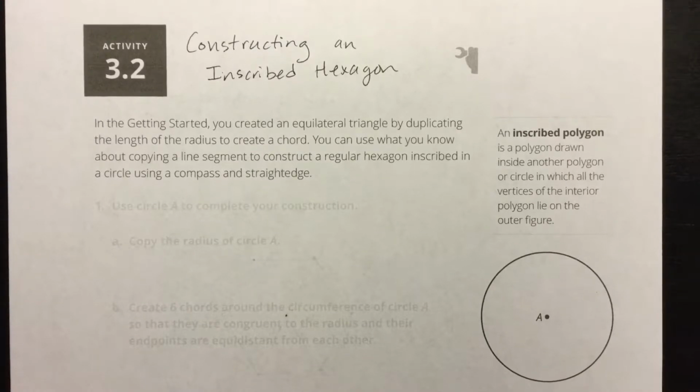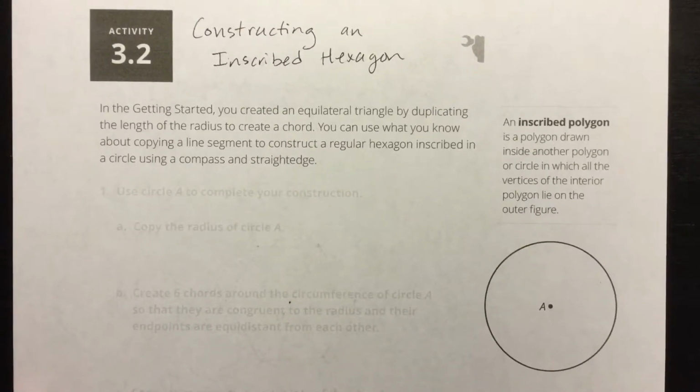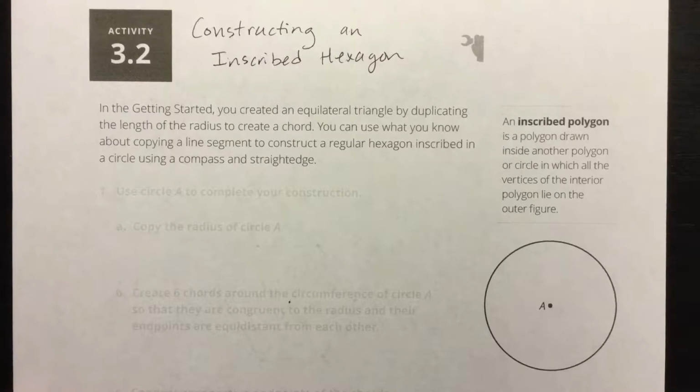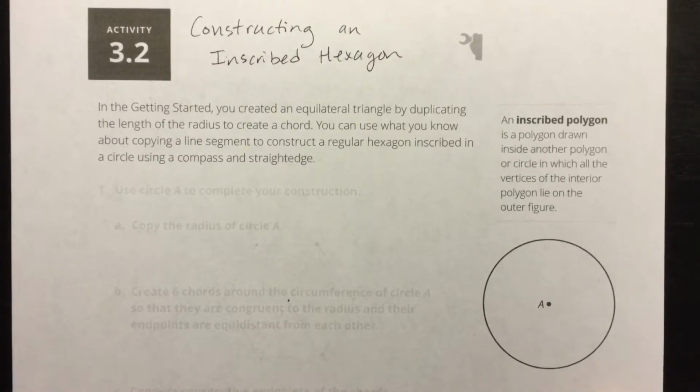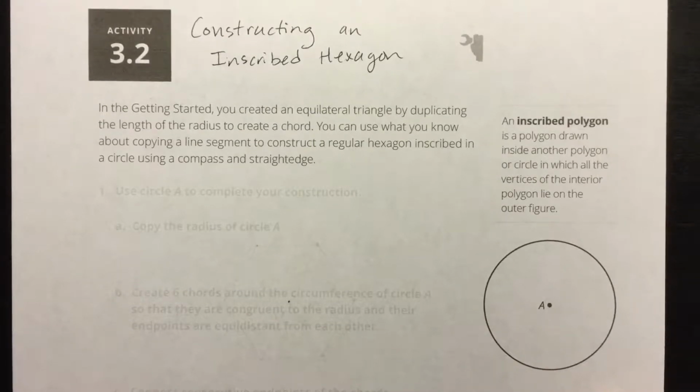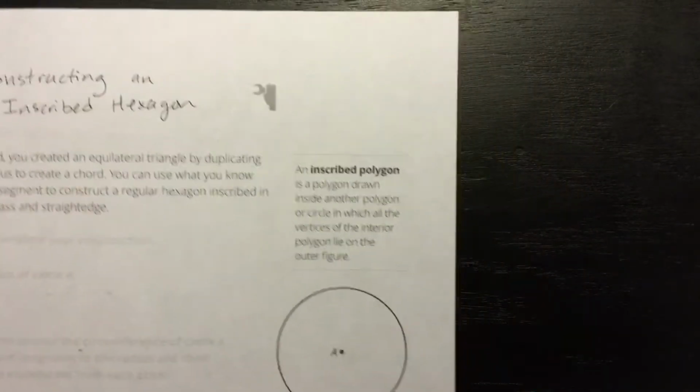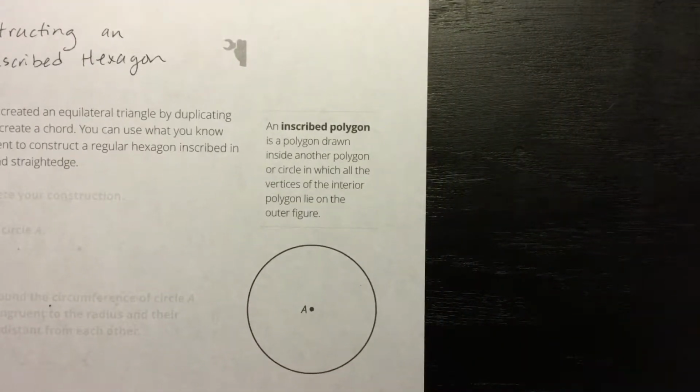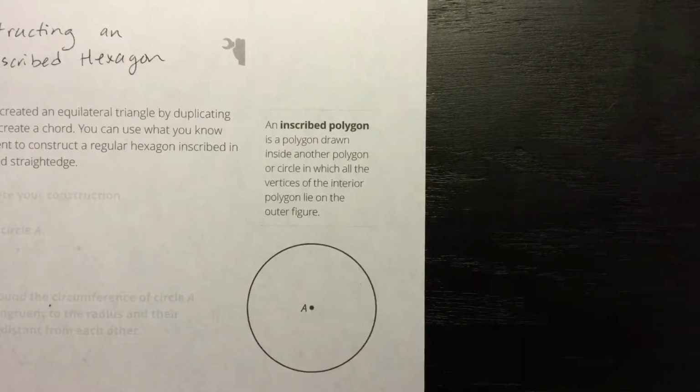So here we have this little paragraph. It says, in the getting started, you created an equilateral triangle by duplicating the length of the radius to create a chord. You can use what you know about copying a line segment to construct a regular hexagon inscribed in a circle using a compass and straight edge. Here we have a definition: an inscribed polygon is a polygon drawn inside another polygon or circle in which all of the vertices of the interior polygon lie on the outer polygon.